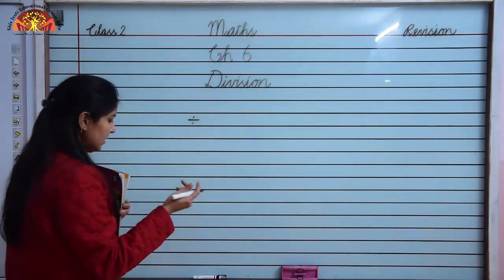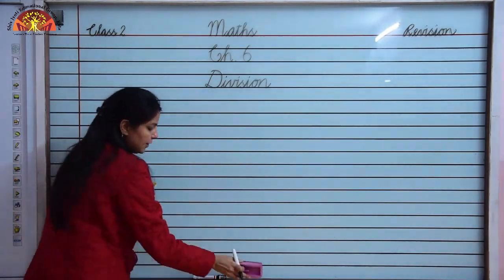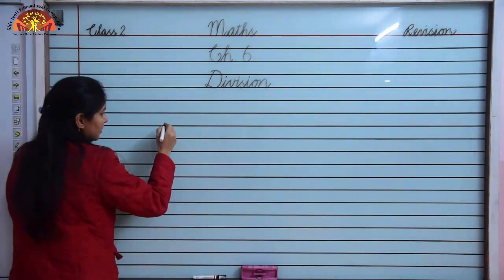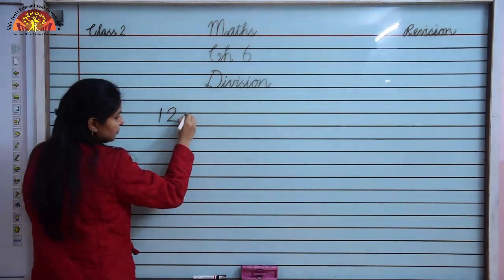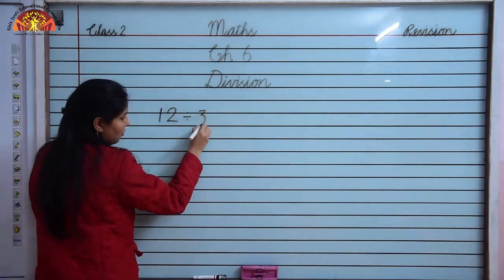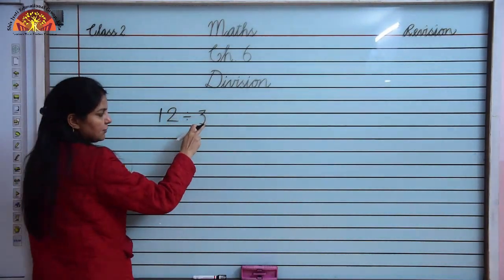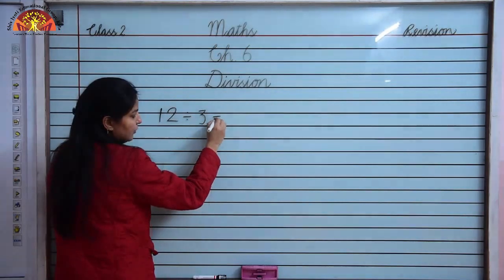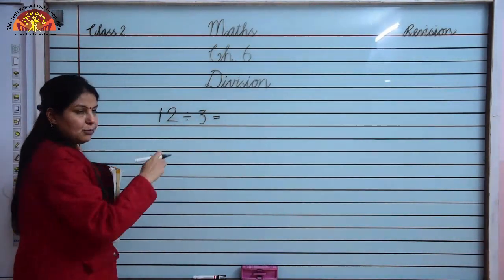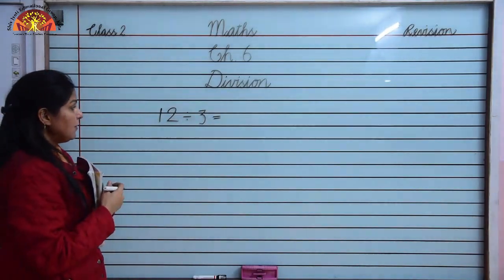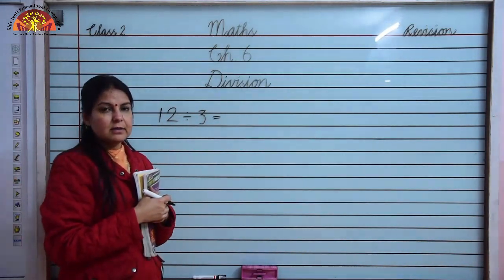Okay children, now we will see how we will write it. Suppose we want to divide 12 chocolates among 3 children. So how will I write it? I will write it like 12 divided by 3. And what will we do? Now we will speak the table of 3, until 12 comes in it.